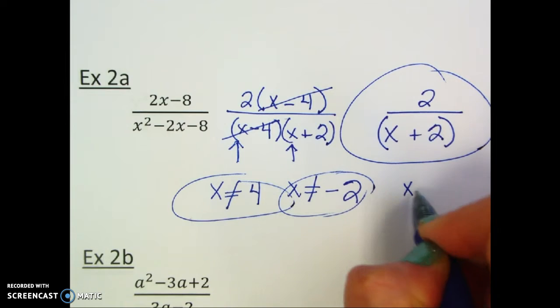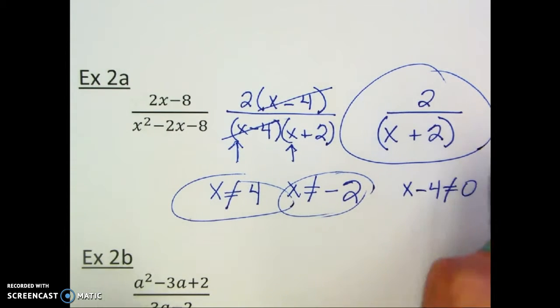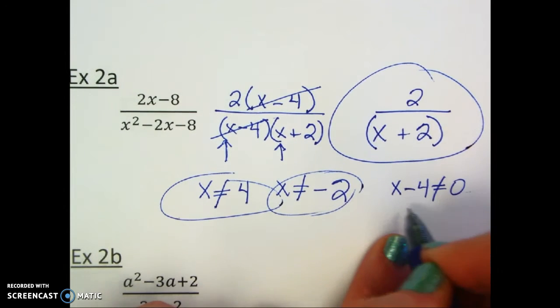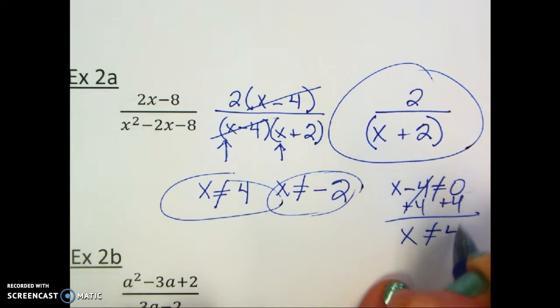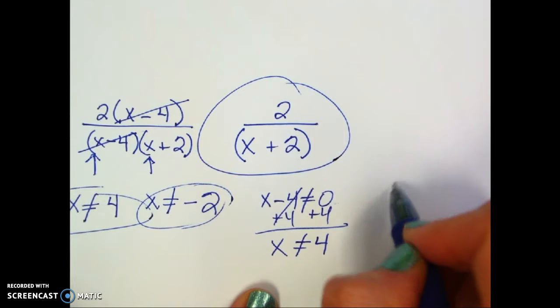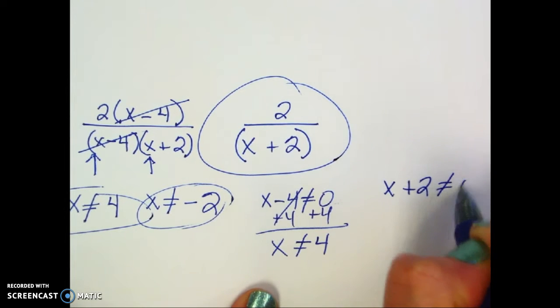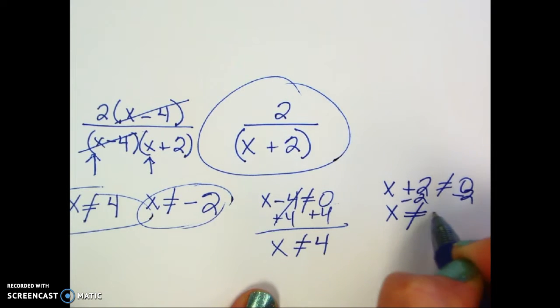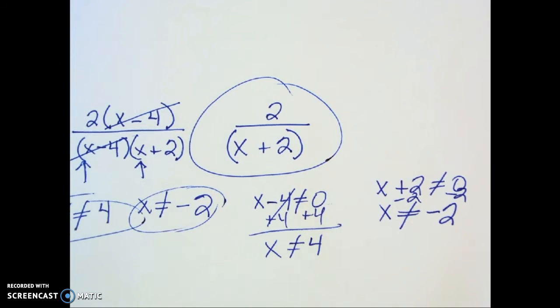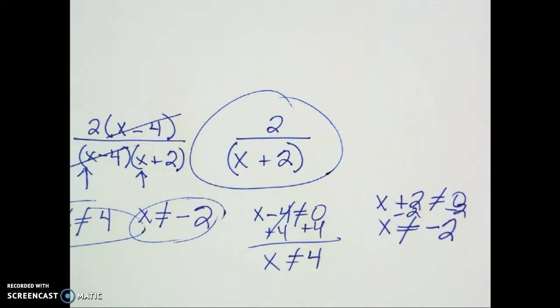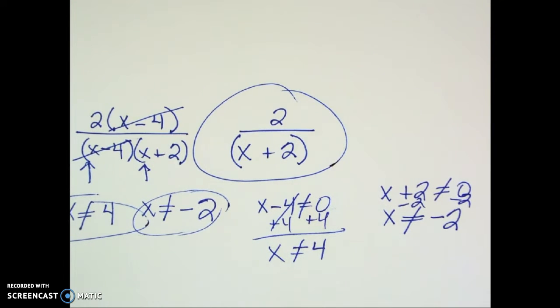Now, mathematically, we are setting those up and saying that that can't equal 0, so you add 4 to both sides, so x can't equal 4. Or for the second piece, x plus 2 cannot equal 0, so therefore subtract 2 on both sides. X cannot equal negative 2. That's where we're getting that from. Okay, but a lot of you should be able to just look at that and see that shouldn't be 2 or that shouldn't be negative 4 or whatever.